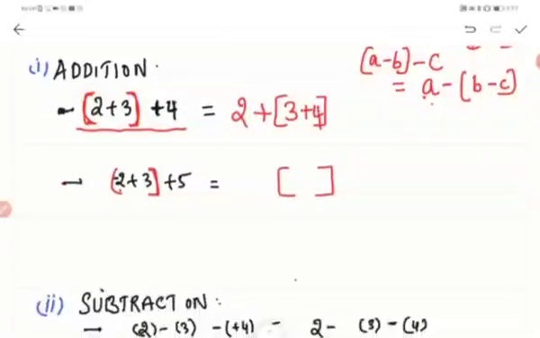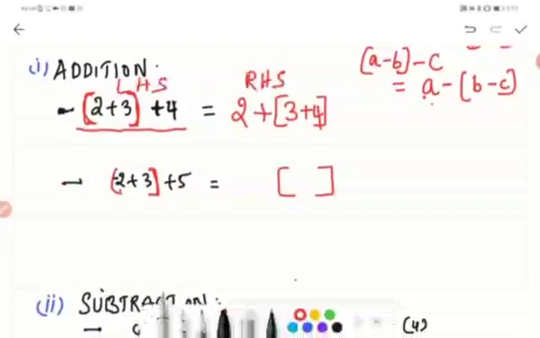Okay, it is 2 plus of 3 plus 4. Now let's see on the right hand side, this is RHS, right hand side, and this is LHS. Now calculate on the LHS what your answer is going to be.